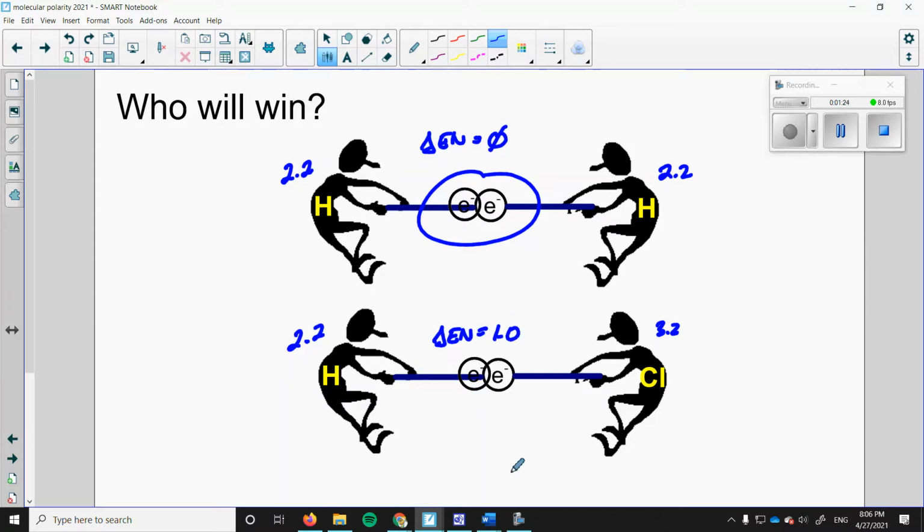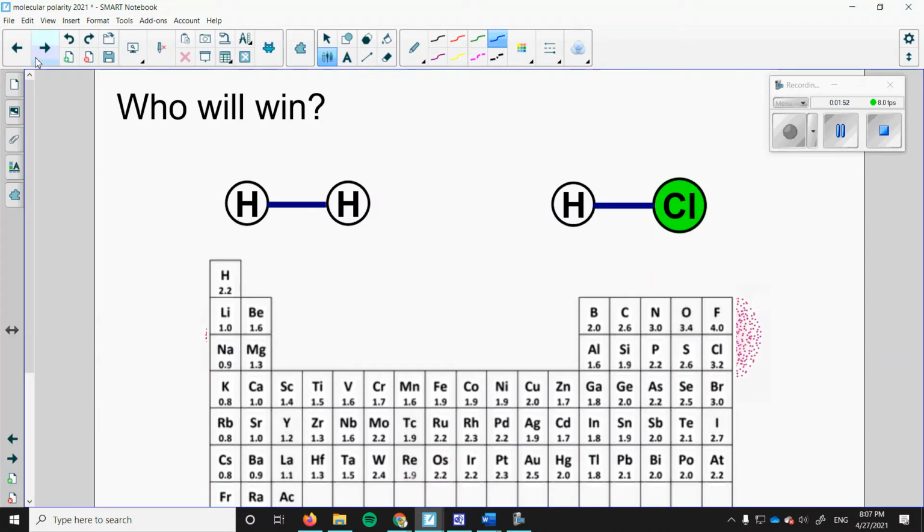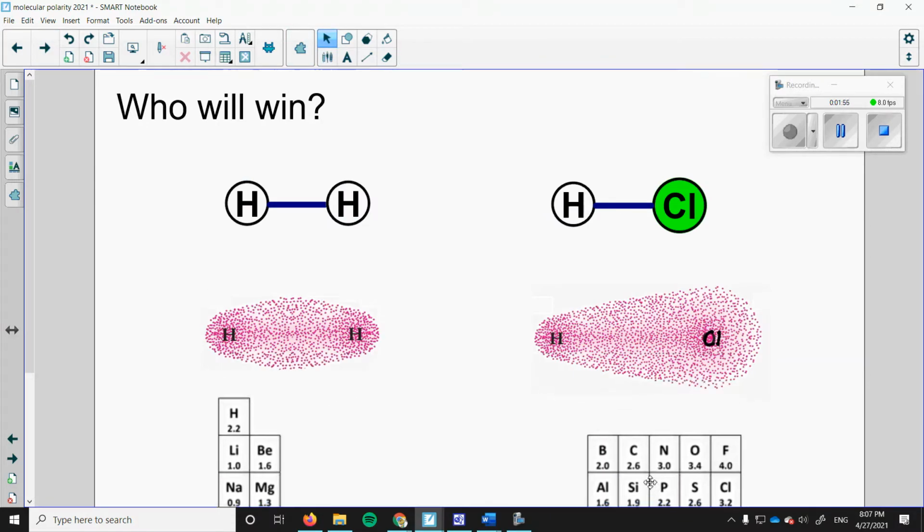And remember, when we look at the difference in electronegativity, 0 to 0.5 means you have a non-polar covalent bond. 0.5 to 1.7 generally means you've got a polar covalent bond. Anything beyond 1.7 electronegativity difference is going to be an ionic bond. So that's a quick review. Here we've got a polar covalent bond. Well, what does that mean? That means that the electrons are going to be very unevenly distributed in the hydrogen chloride.